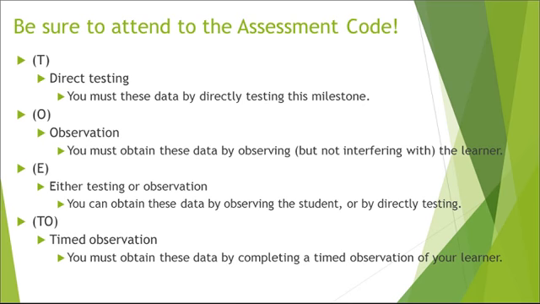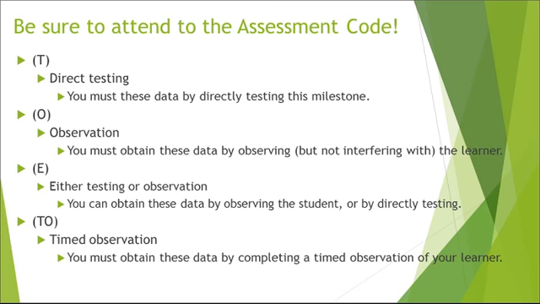And then TO stands for timed observation. So you must obtain these data by completing a timed observation of your learner. Generally that will correlate with some sort of a goal. For example, spontaneously mands for 10 different items must be tested or assessed via timed observation for 60 minutes. So within 60 minutes, the learner has to ask for 10 items. If they don't, they do not meet that aim. So that has to be completed within a certain amount of time.